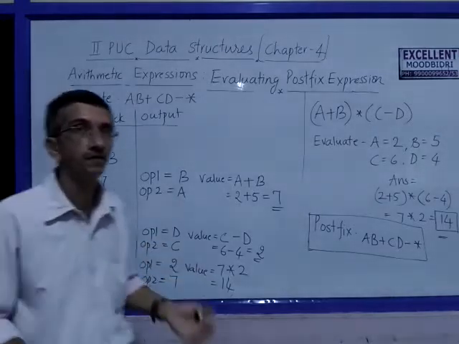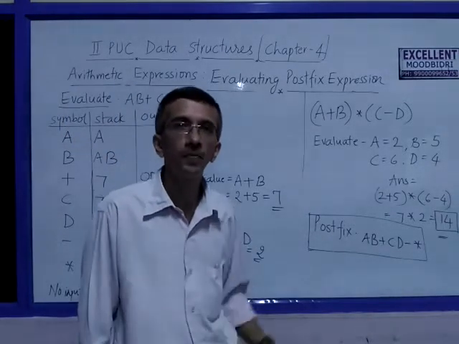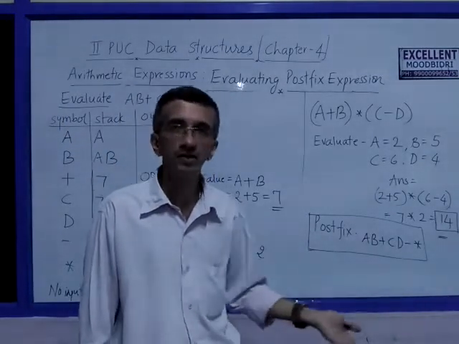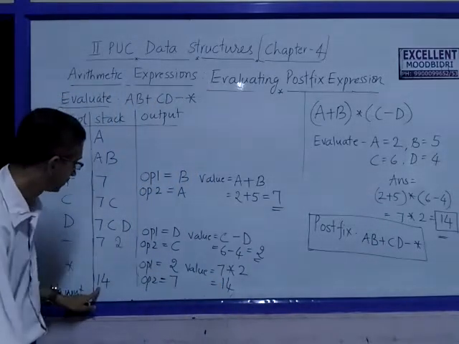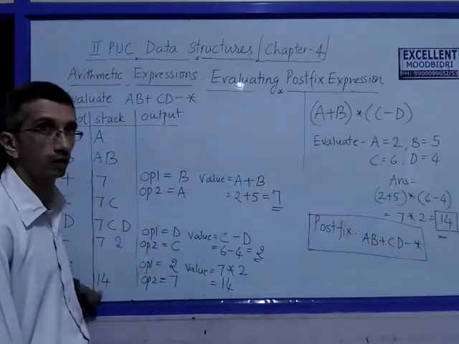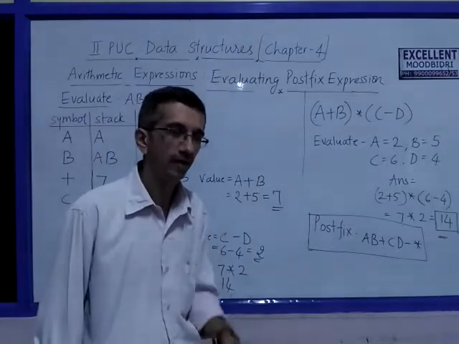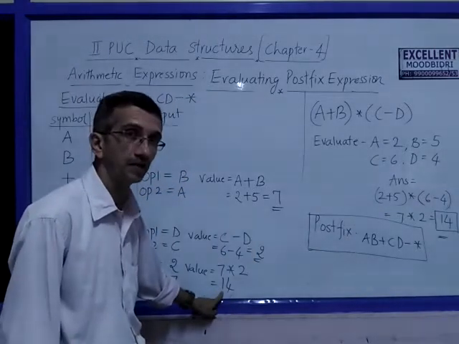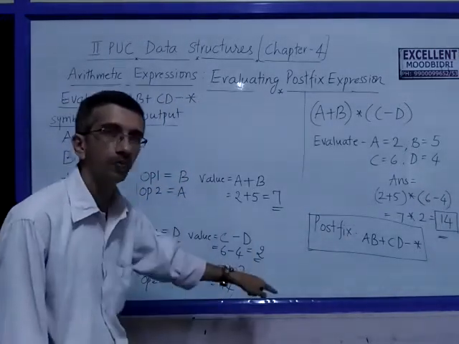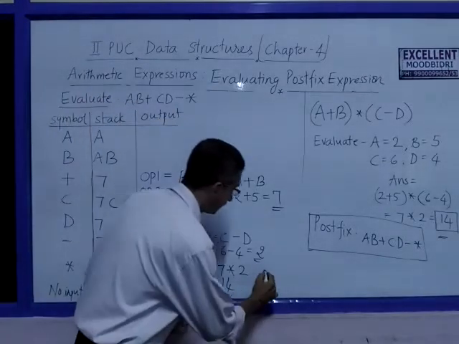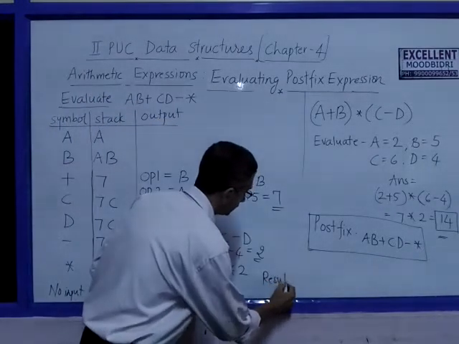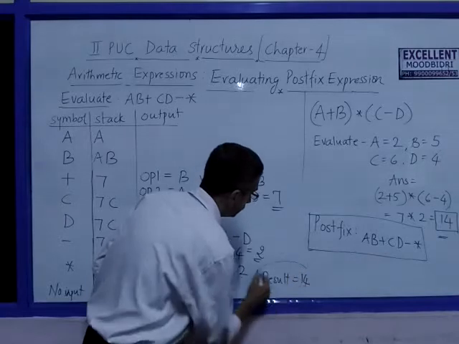So the last step is, if there is no more input, pop the operator, pop the values from the stack. The stack contains 14 as the value. It is not 1 and 4. The value 14 because of the previous operation. So 14 you pop. That itself is the result. So result is equal to 14.